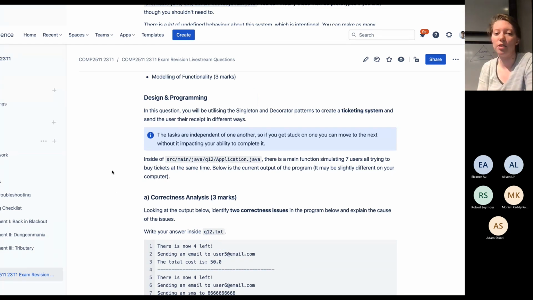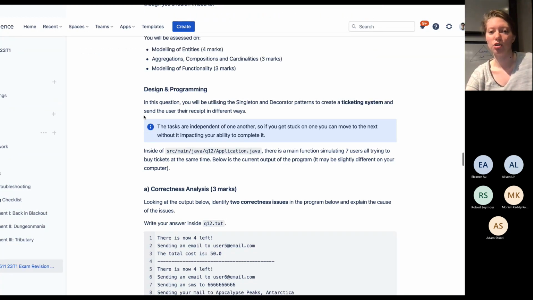If you haven't, this is a really good example of how we've taken a lab question and turned it into a final exam question, and we've just tweaked the format very slightly to make it an exam question rather than something you'll have a week to do. This one specifically says use the Singleton and Decorator patterns to create a ticketing system to send receipts in different ways. The other thing is these two tasks are independent of each other. So if you did get stuck on the Singleton pattern, you could move to the Decorator pattern without it affecting too much.